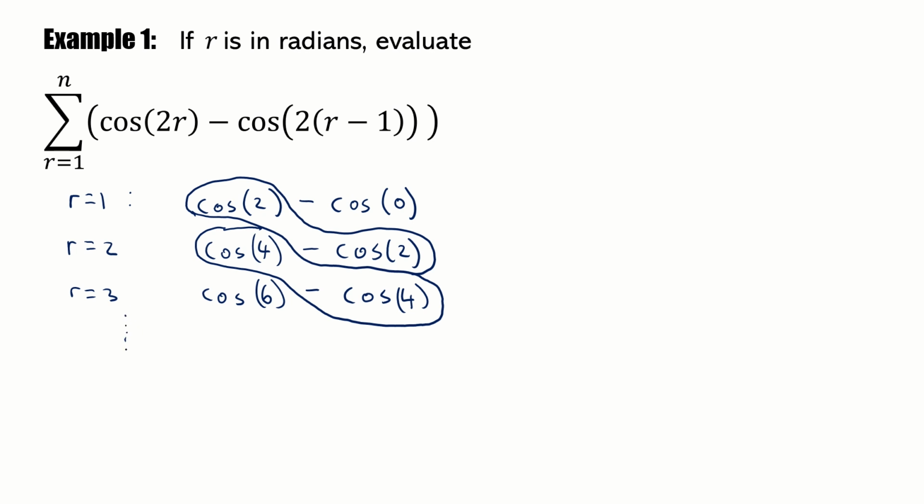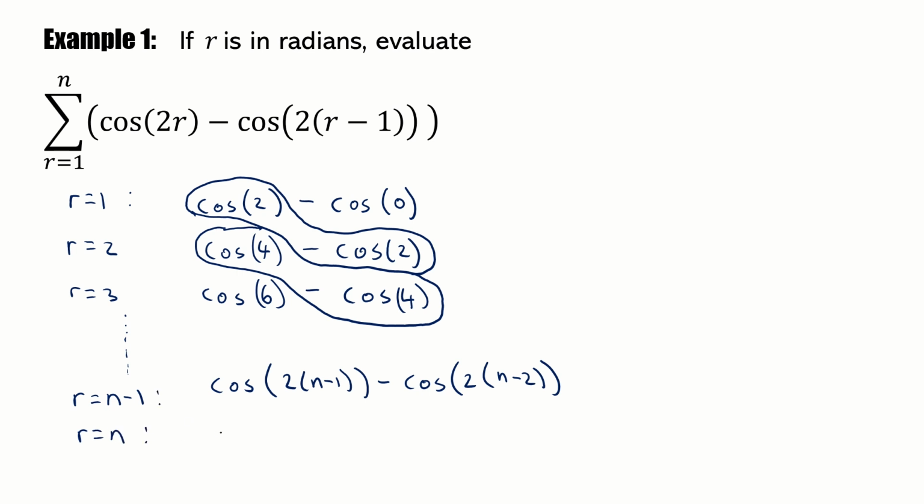What I'd next recommend doing is calculating the last 2 terms of the sequence. So r equals n minus 1, which would lead to cos of 2 lots of n minus 1 minus cos of 2 lots of n minus 2, and then also for r equals n, as that's the last term in our sequence. So cos of 2n minus cos of 2 lots of n minus 1.